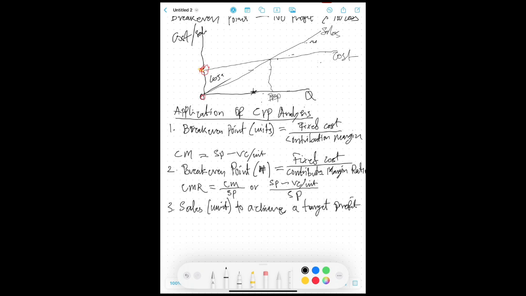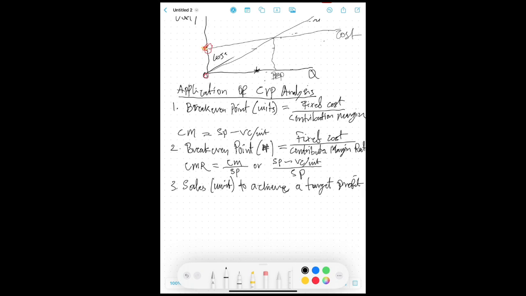So how many units will I sell in order to achieve a target profit? You have a targeted profit you want to achieve in that year. You can now calculate how many units you will sell in order to achieve that target. So the formula says fixed cost plus the target profit, divided by contribution margin.